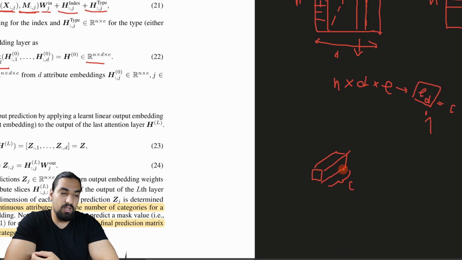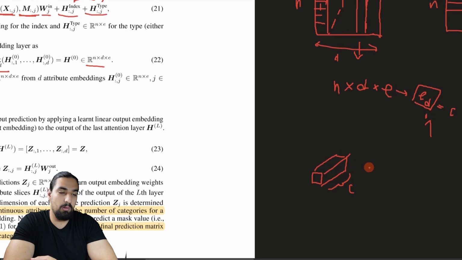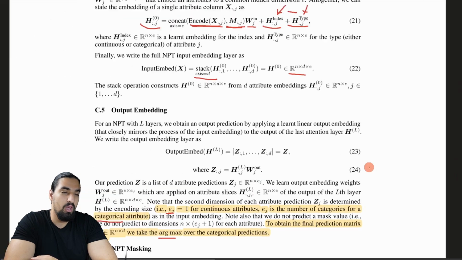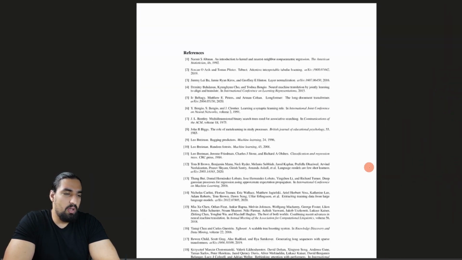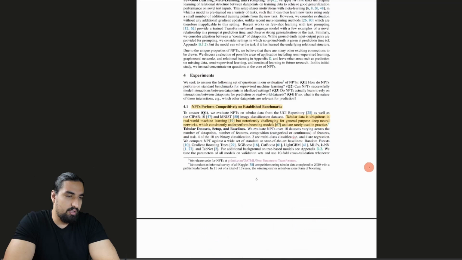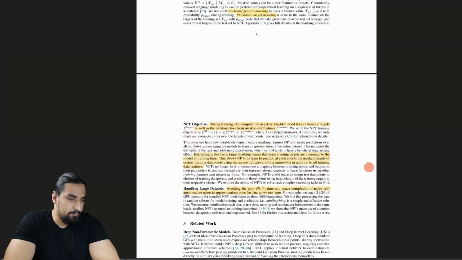So it's going to be just some distribution across the classes, and they're just going to do a normal argmax and find the highest probability class, and that's their prediction. Okay, that was lots of details on the architecture. Let me get back to the paper and tell you some interesting stuff.